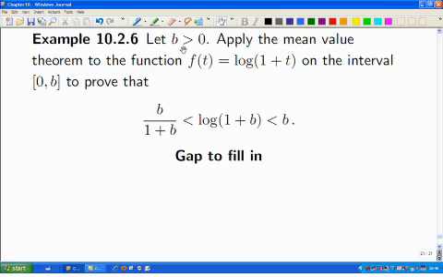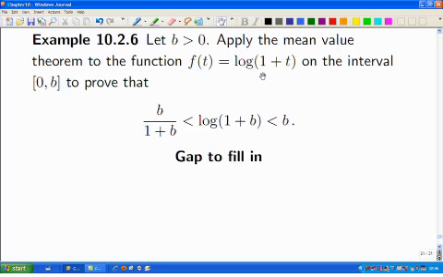So we're given a positive number b, and we're asked to apply the mean value theorem to the function f of t equals log of 1 plus t on the interval 0b. So we're taking a equals 0 here. We're going to apply the mean value theorem on the interval ab. Now, why can we do that?